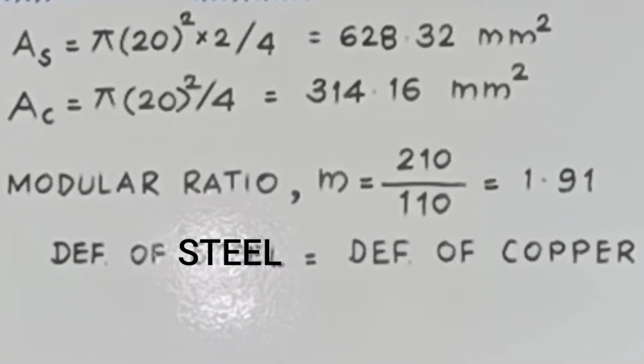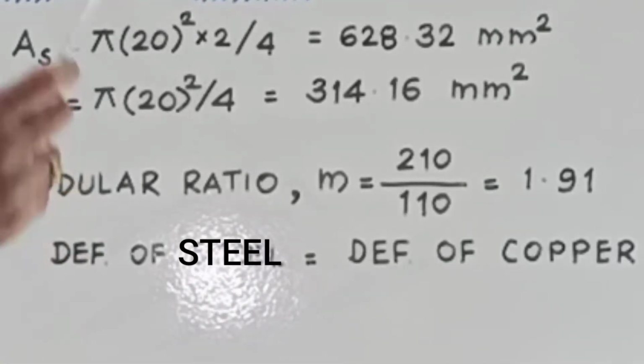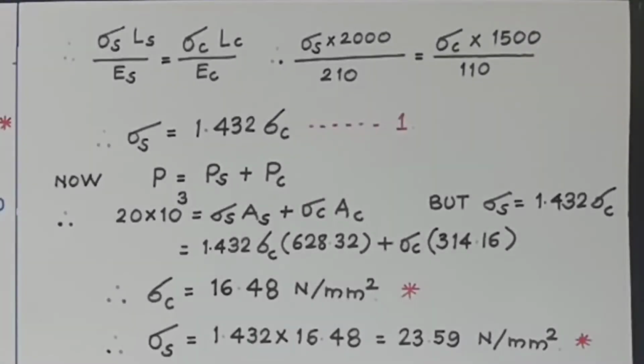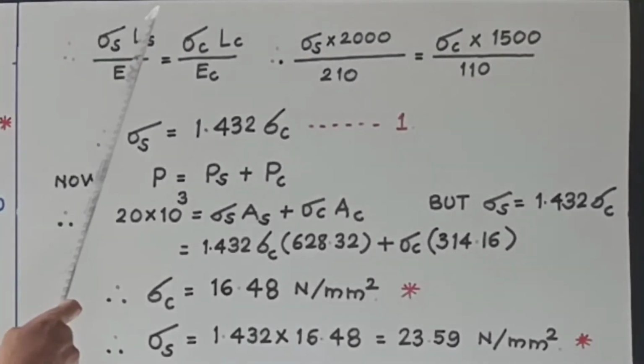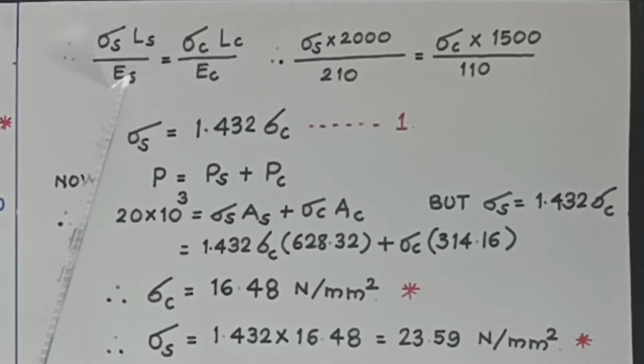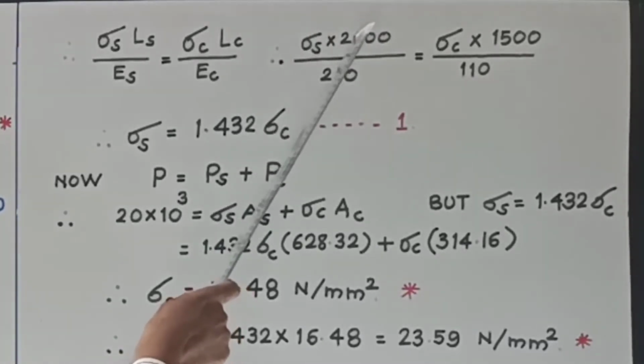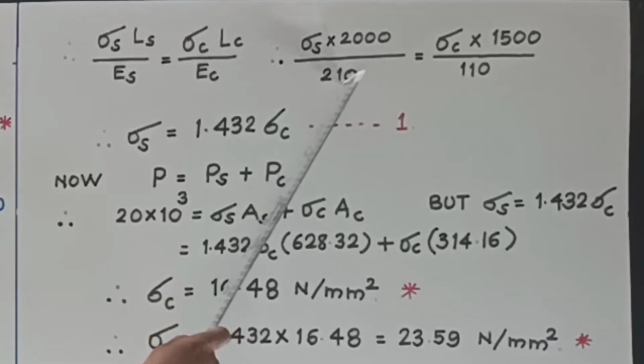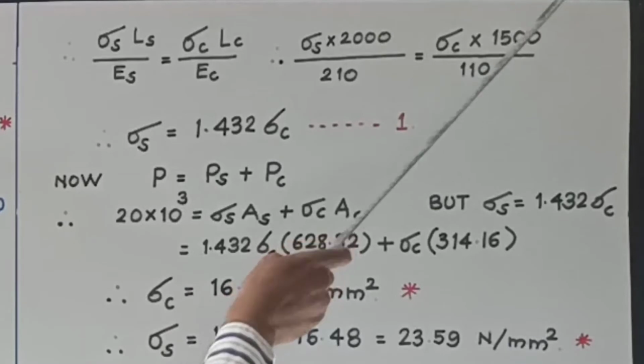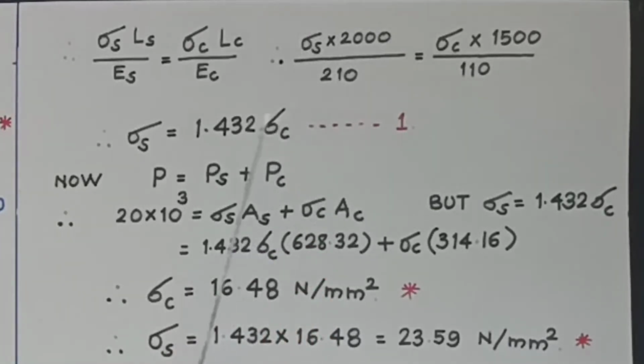Now the first principle, basic principle is deformation of steel and deformation of copper are equal. So let us see what we get. Deformation is sigma into L upon E. So sigma S into LS upon ES is equal to sigma C into LC upon EC. Let us substitute all the things. Sigma S, LS is 2 meter, so 2000 upon 210. Sigma C into 1500 upon 110. So if you solve this, okay, you will get sigma S is equal to 1.432 sigma C. This is the first equation.